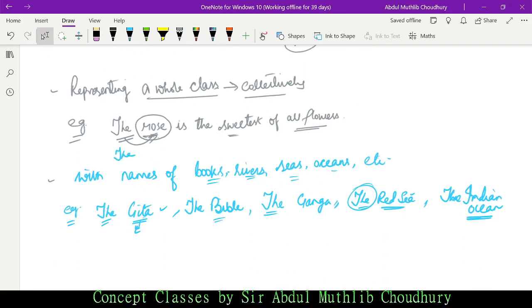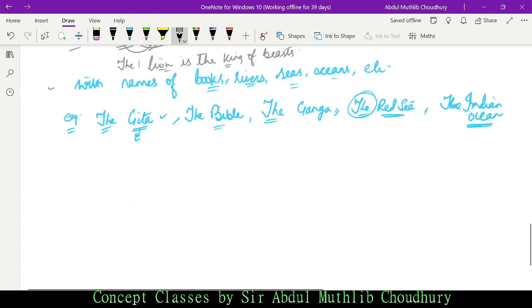Let me give you another example under representing a whole class. Suppose, the lion is the king of beasts, meaning ferocious animals. Among all the ferocious animals, the lion is the king. Among all the flowers on Mother Earth, planet Earth, the rose is the sweetest. So this is how you use article the. Again, article the can be used before book, river, seas, oceans, group of islands or mountain ranges, you name it.